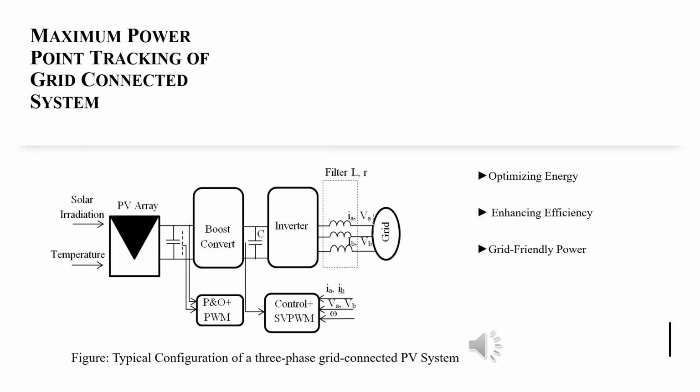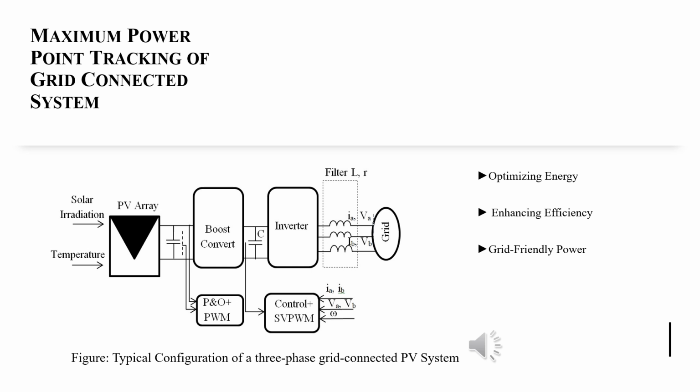This is a basic block diagram of a three-phase grid-connected PV system. Maximum power point tracking is implemented in this block. This block contains the grid with inverter, boost converter, and PV array, with the control mechanism of the perturbation and observation method and the PWM method. This system can optimize energy, enhance efficiency, and is also grid friendly.